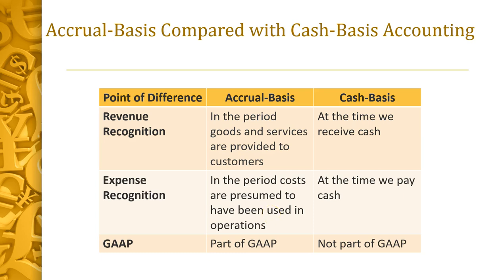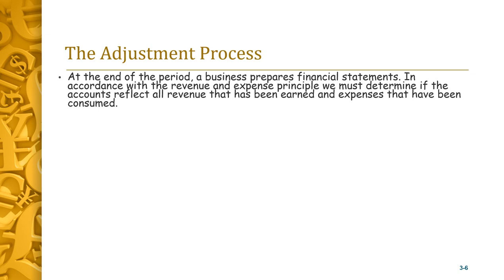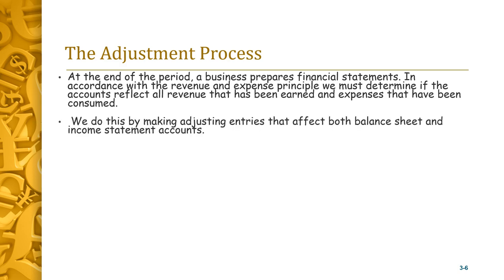Now, the adjustment process. At the end of the period, a business prepares financial statements. In accordance with the revenue and expense principle, we must determine if accounts reflect all revenues that have been earned and expenses that have been consumed. We do this by making adjusting entries that affect both the balance sheet and the income statement accounts.